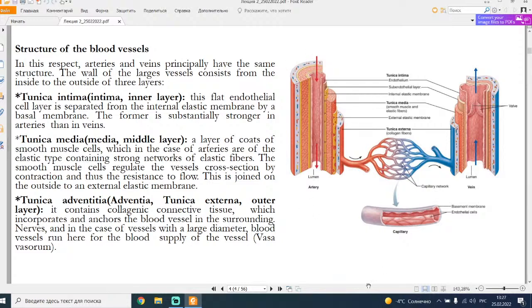First lies the tunica intima. This flat endothelial cell layer is separated from the internal elastic membrane by a basal membrane. The membrane is substantially stronger in arteries than in veins.